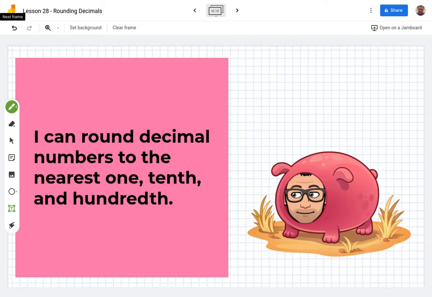Our learning target today is I can round decimal numbers to the nearest one or whole number, tenth and hundredth. Let's get practicing. Please let me know if you need help.